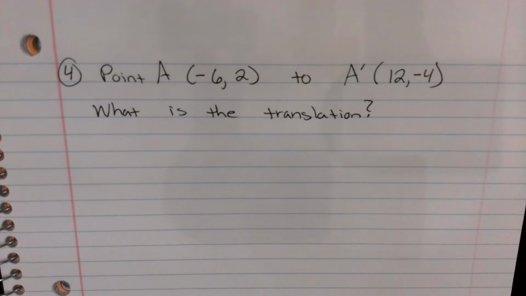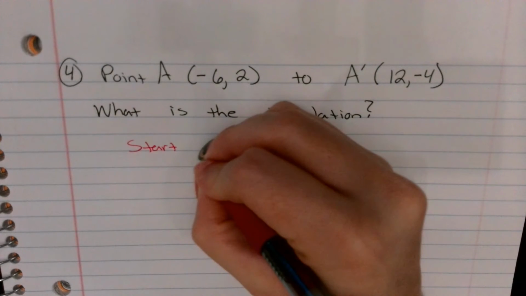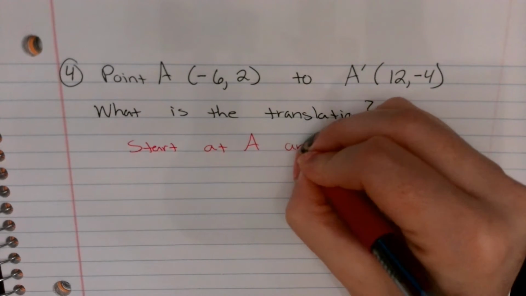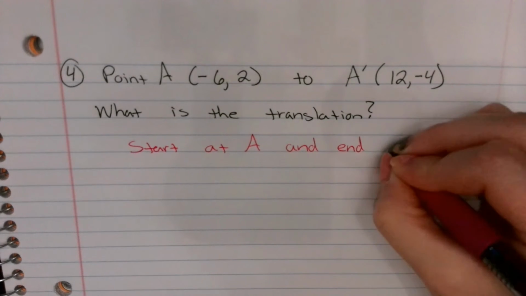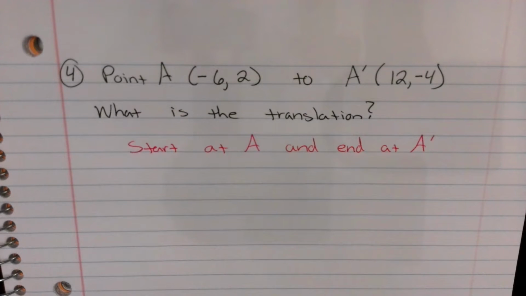So essentially what they're telling you is you're starting at A and then ending at A prime. So it's just an equation that you're going to wind up creating here.